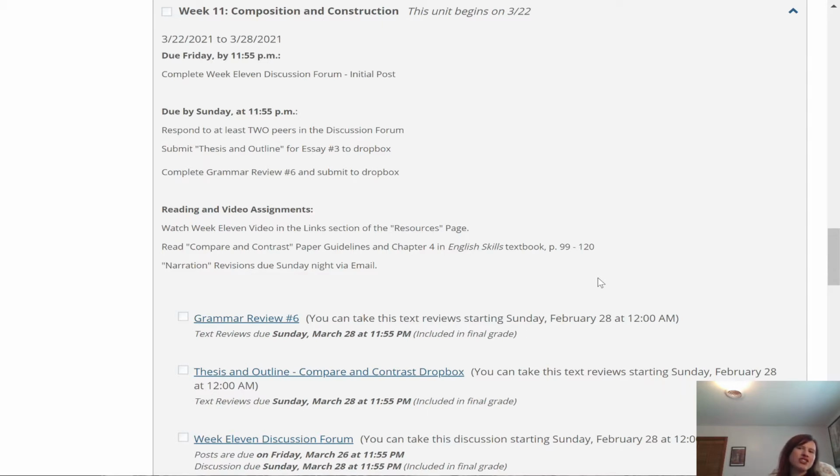Compare and contrast is just figuring out how you want to say how subjects are similar and different. There's usually two ways that you can go about it, and I'm going to show you in the thesis and outline assignment here in a second. The only other reading assignment for this week is the compare and contrast paper guidelines and then chapter 4 in your English skills textbook.